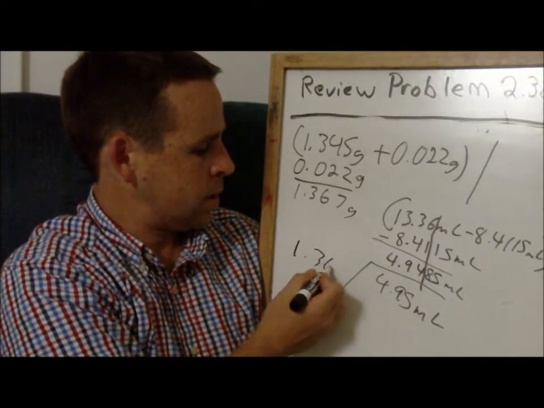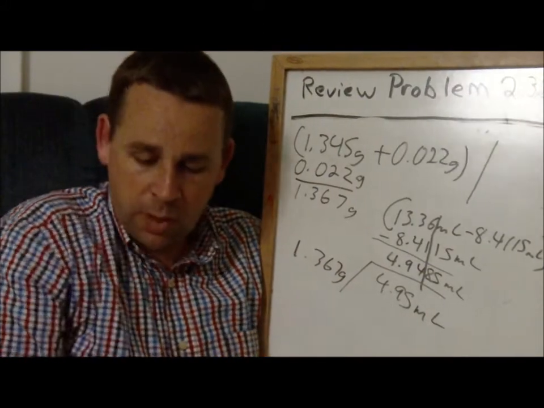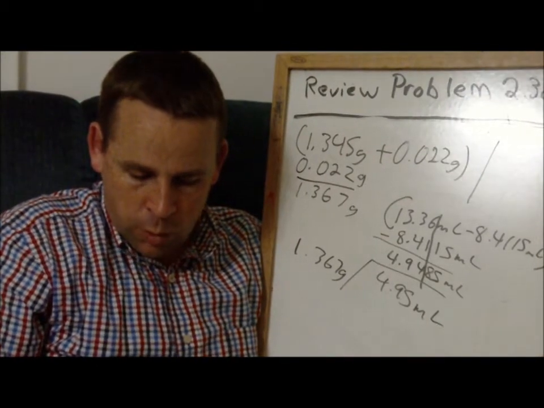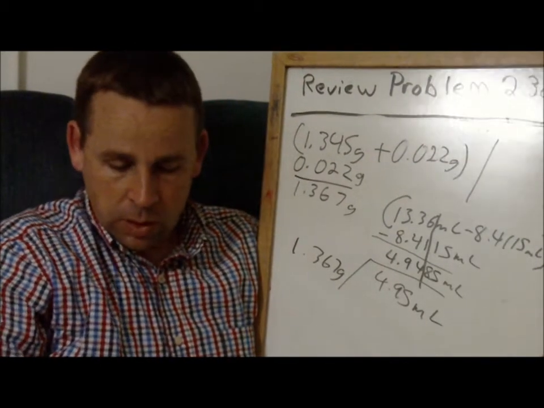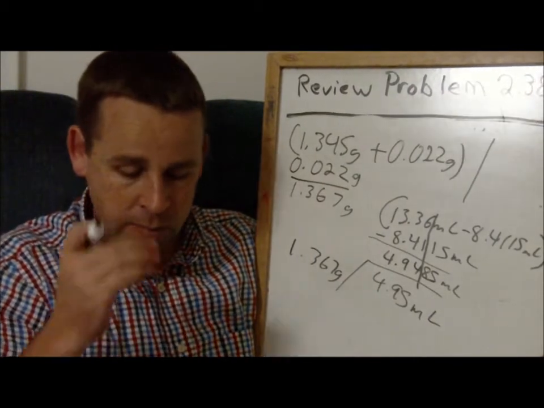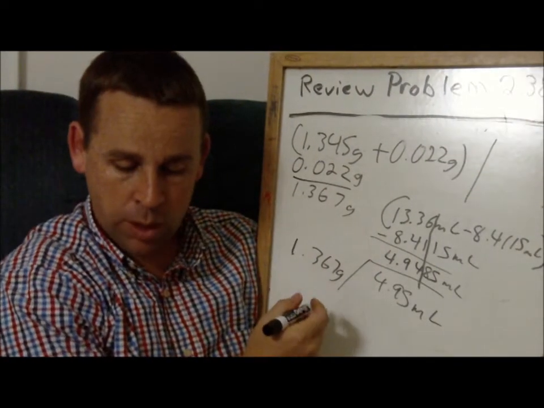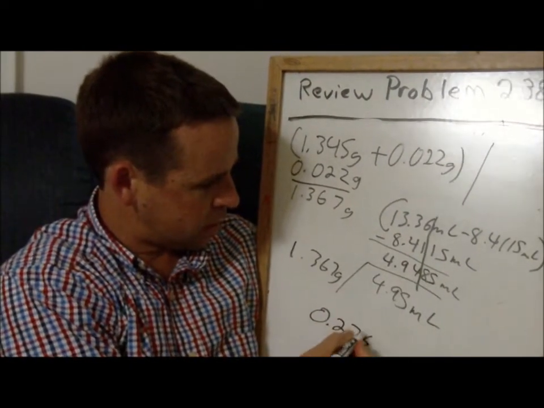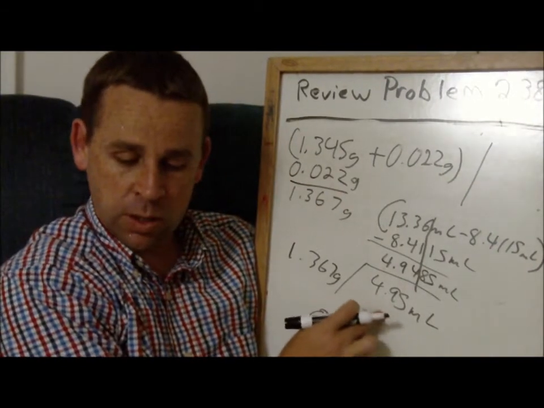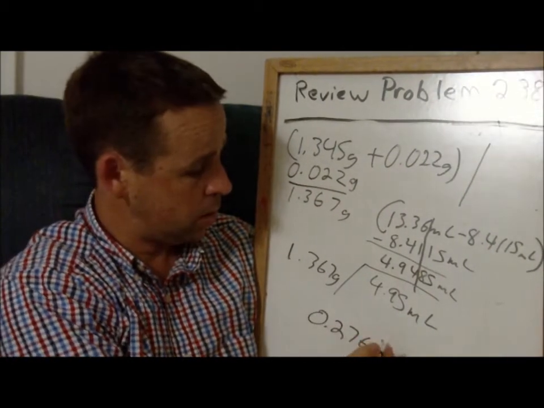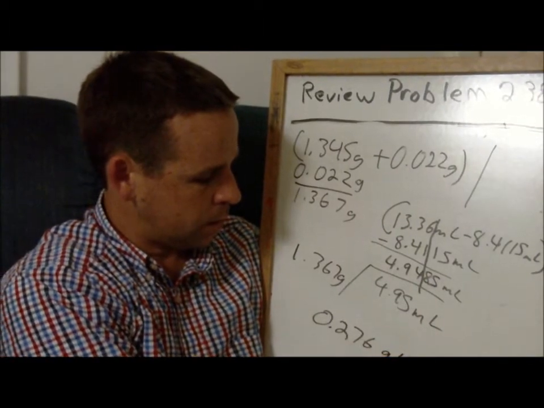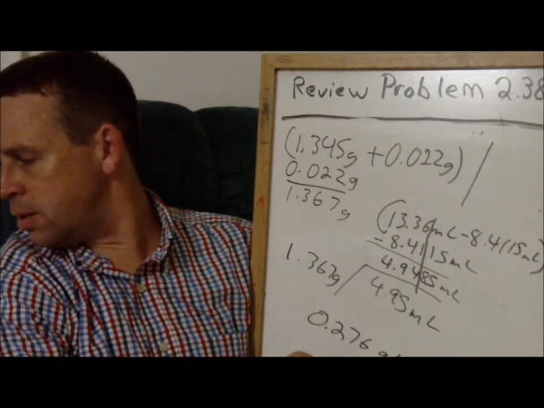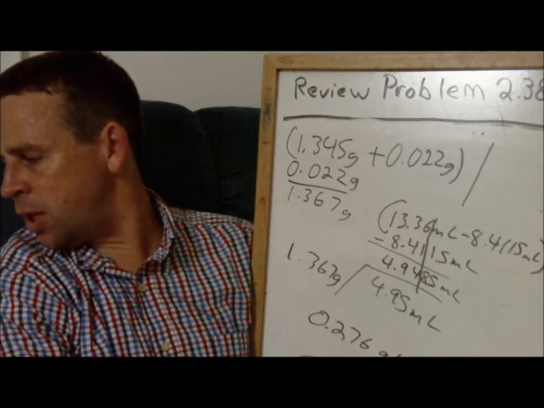So I have 1.367 grams divided by 4.95. And my answer is 0.276. This has only 3 significant figures, so I can only carry 3 significant figures here. The units are grams per milliliter. That is 238D.